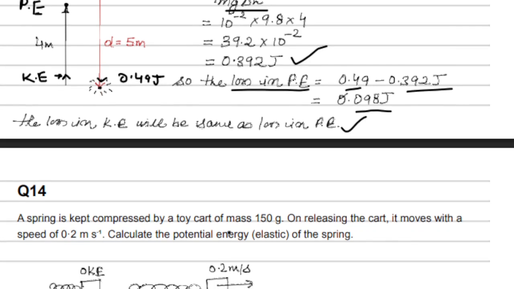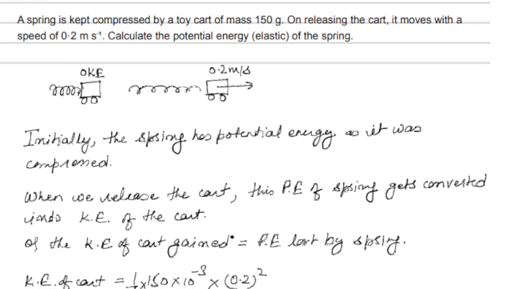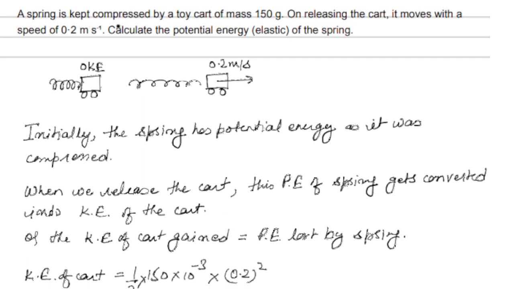Let's go to the next question. A spring is kept compressed by a toy cart. Mass is given. On releasing the cart, it moves with a speed. The speed is given. Calculate the potential energy of the spring.